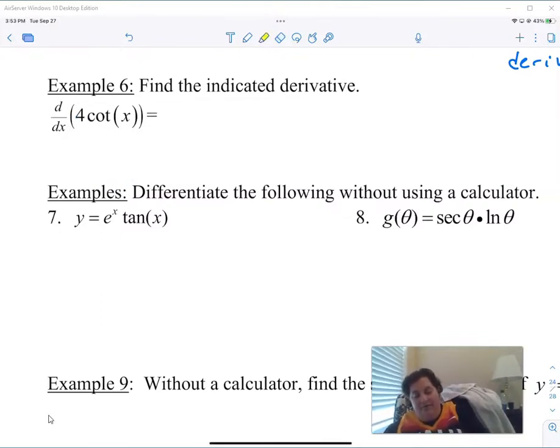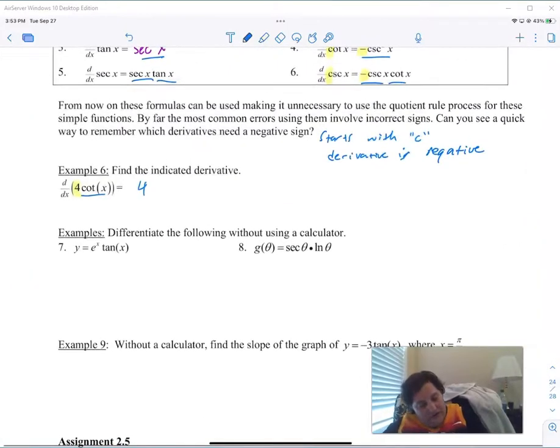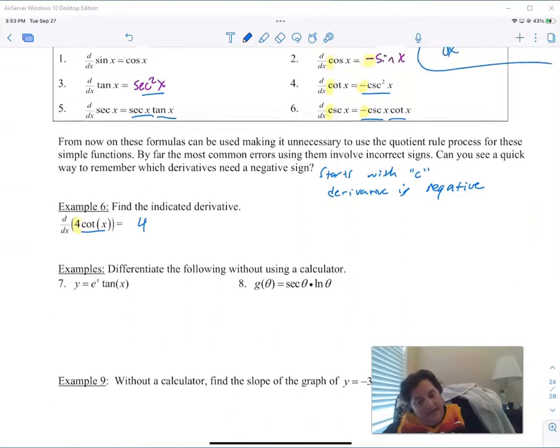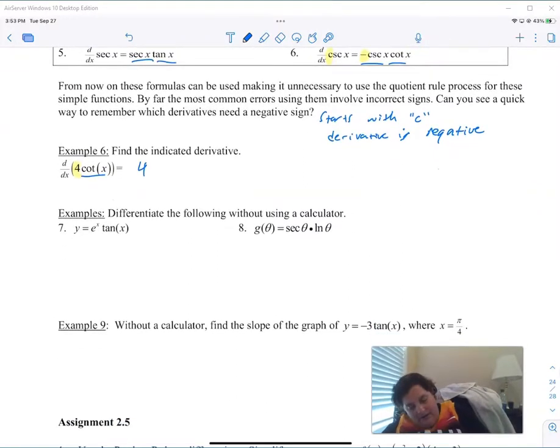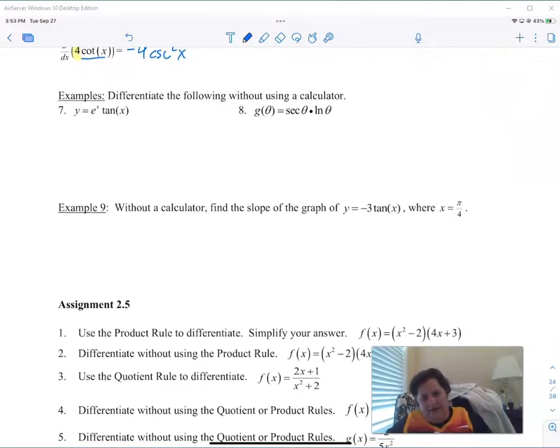Okay, there's a 4 in the front, that stays in the front. And what's the derivative of cotangent? Right here. Negative cosecant squared. Negative cosecant squared. That's it. I'm done. It's that fast if you have these all memorized. Okay? All right. Differentiate the following without using a calculator.